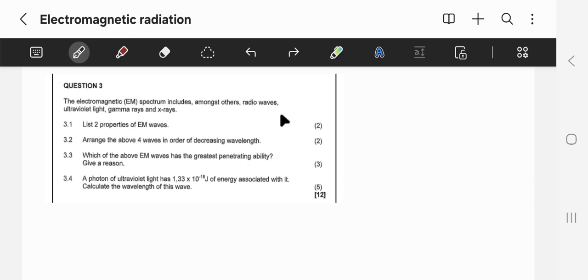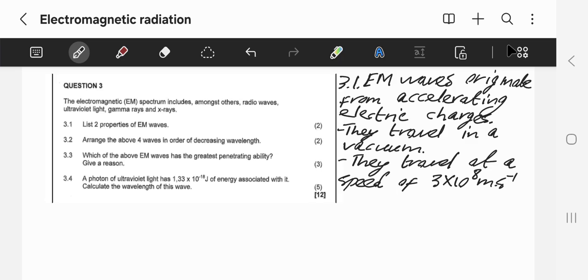There are a lot of them, guys, but the first one that we can talk about is the fact that electromagnetic waves originate from accelerating electric charges. We can also talk of the fact that the electromagnetic waves travel in a vacuum, and lastly we can talk of the fact that they travel at the speed of light, that is 3 times 10 to the power of 8. So those are the answers that we're going to give. Any of those 2 will suffice.